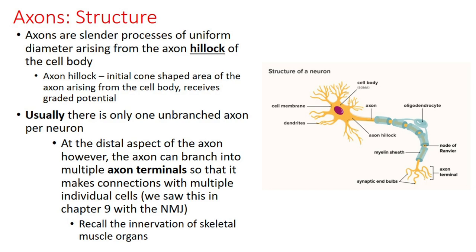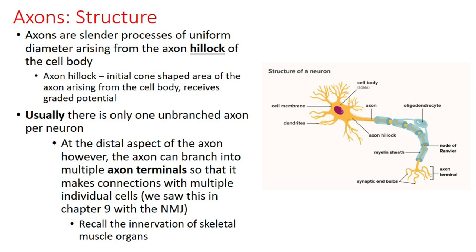So again, that axon hillock is the initial cone-shaped area of the axon that comes off of the soma or cell body. And so that's going to be the area that initially gets the graded potential that has come from the dendrites through the cell body and finally reached the axon hillock. Only if that graded potential is still strong can it possibly initiate an action potential. Action potentials belong to axons.